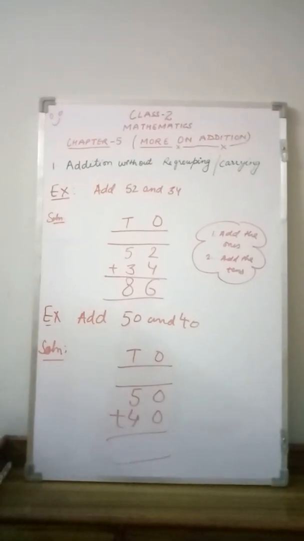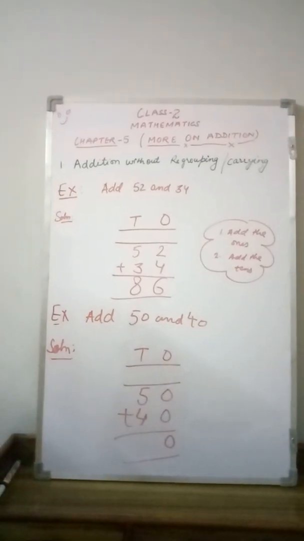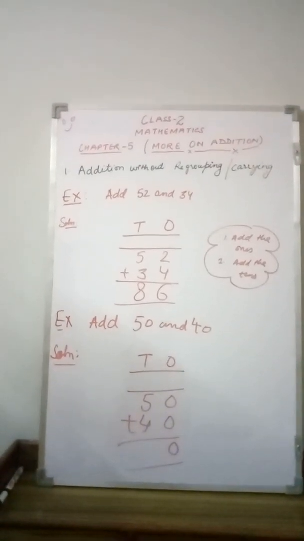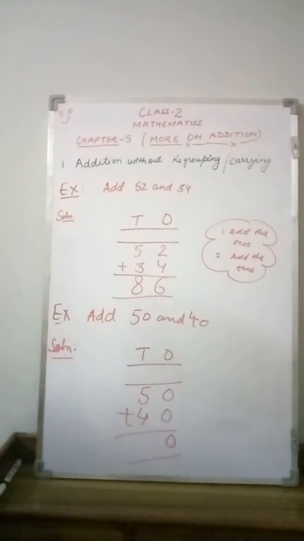So 0 plus 0, again the sum is 0. Right, students, because this is a property of addition of 0. When we add 0 to any number, the answer is the number itself. So here 0 is added to 0, so the sum is 0.